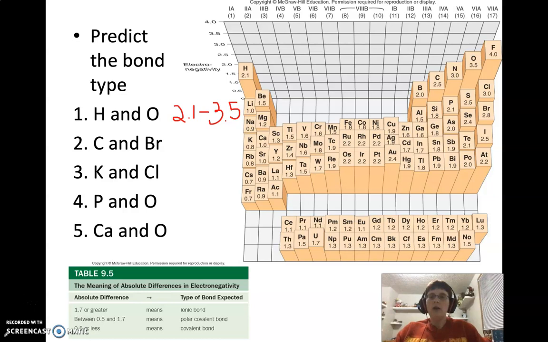And we will pick up in our next lecture with more on ionic and covalent compounds with naming.